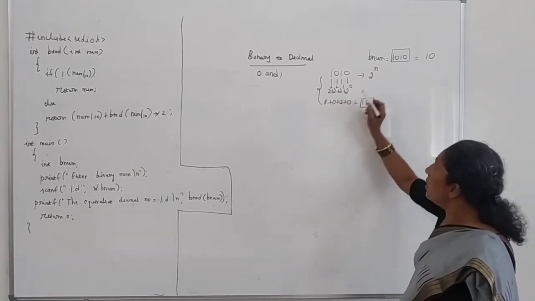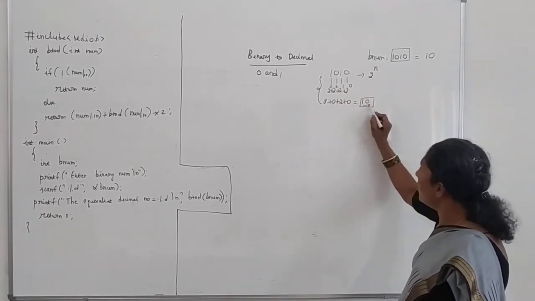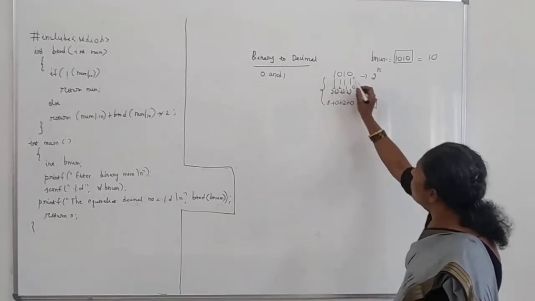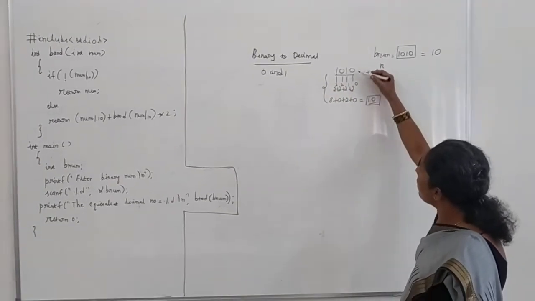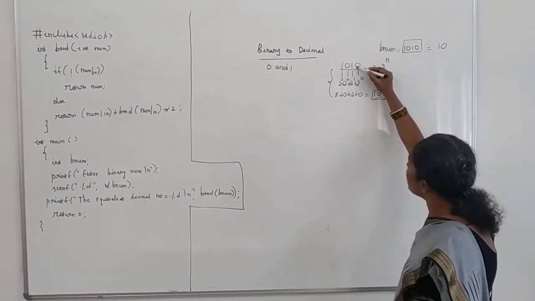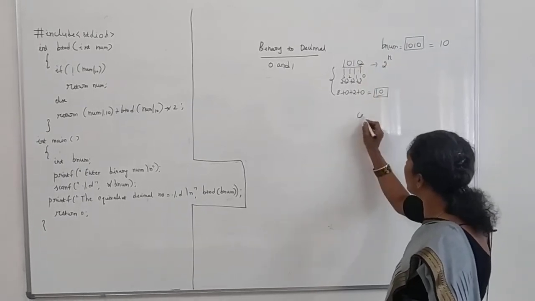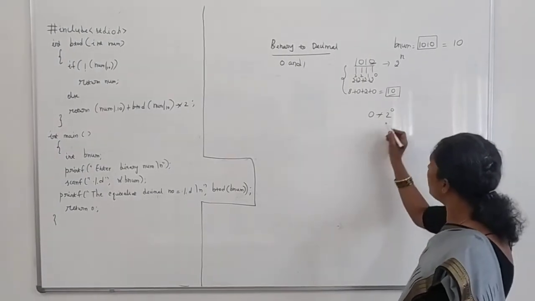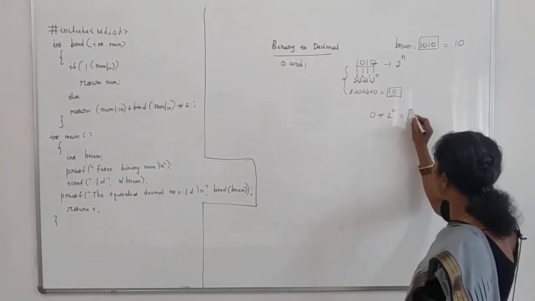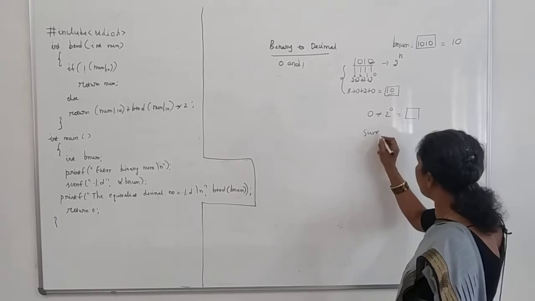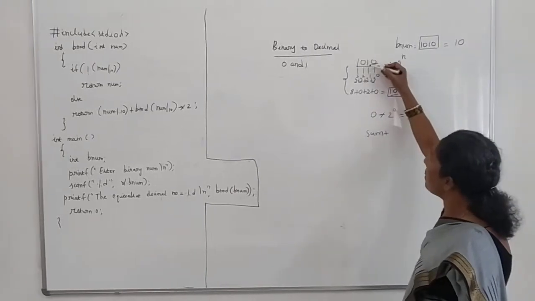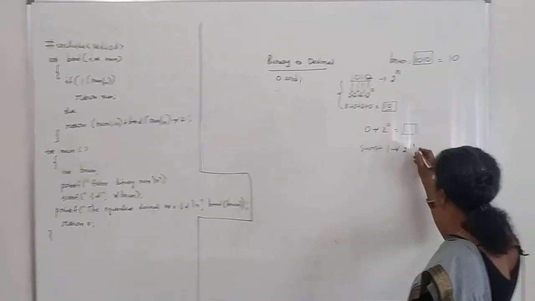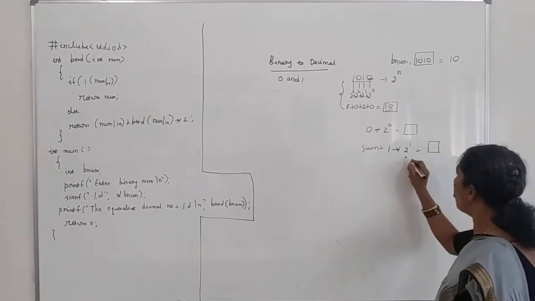Let me see these steps to get the decimal number. In the given binary number, first we need to consider the least significant bit, 0. That should be multiplied with 2 to the power of 0, and then we have to take the sum. This sum should be added with the next bit, that is 1 into 2 to the power of 1. Like that, we need to continue.